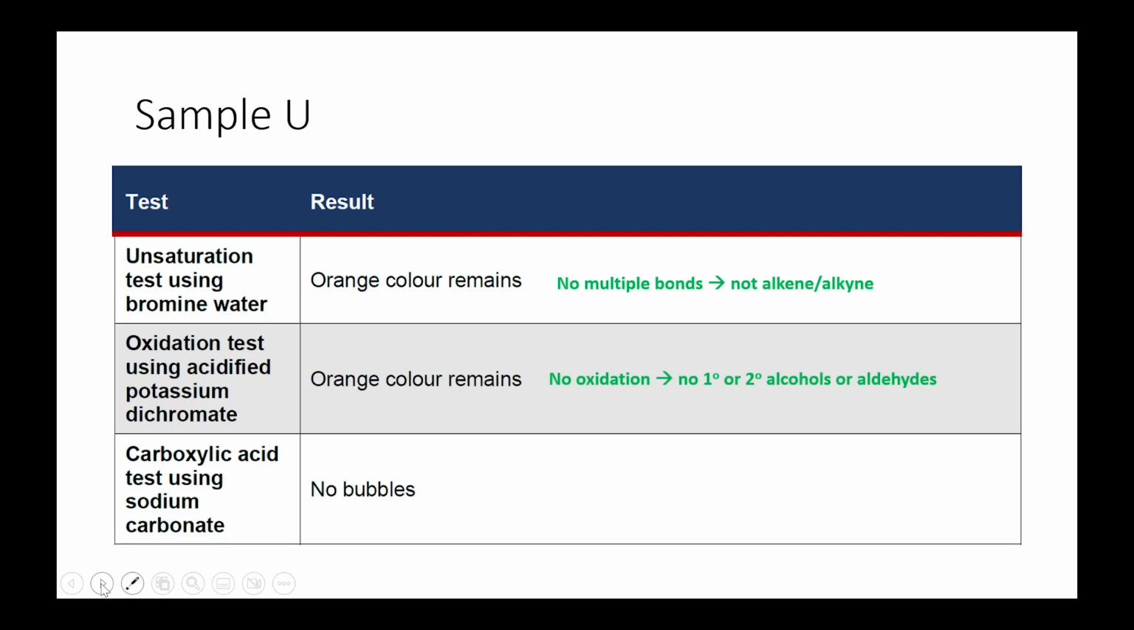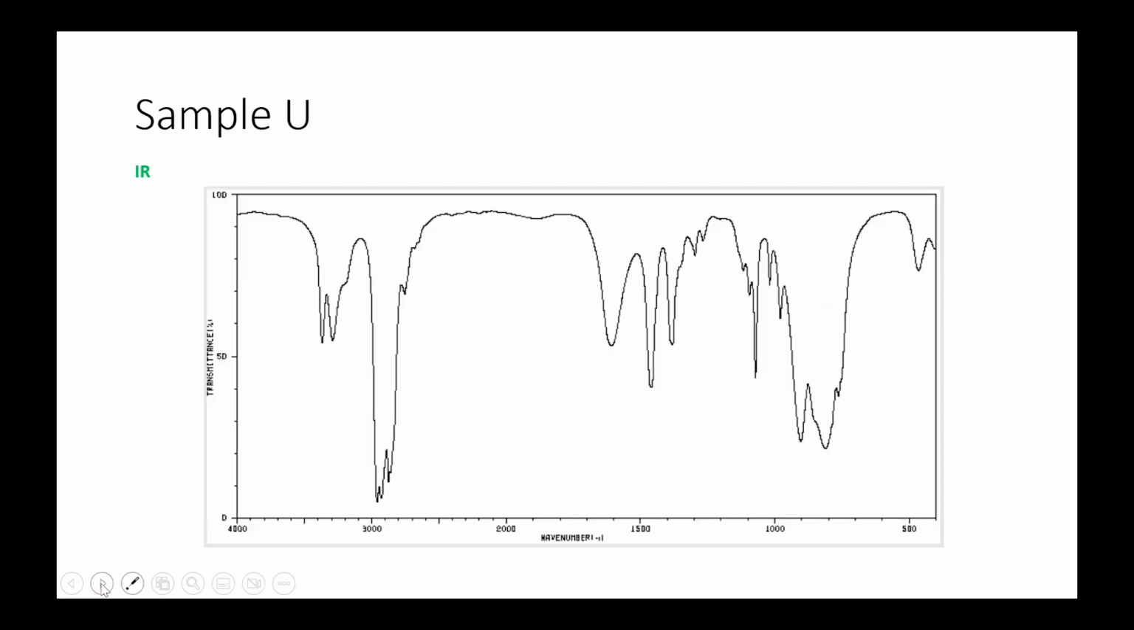But when we do the carboxylic acid test, we don't get any bubbles. So that means that we don't have a carboxylic acid functional group. Having a quick look at the IR, remember that we usually want to have a look at this above the 1500 region, because below there is the fingerprint region. So we'll have a quick look above the 1500 range.